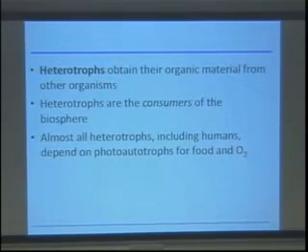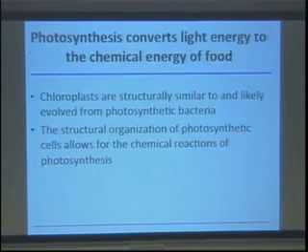Heterotrophs are organisms, of course, that obtain their organic material from other organisms, like us, right? They're the consumers of the biosphere. They have to consume organic molecules. They can't make all of their own materials. They have to acquire them from their environment. These are organisms that depend on photoautotrophs for food and oxygen. So it's part of the ecosystem. Fundamentally, photosynthesis is the process that converts light energy to the chemical energy of food. Chloroplasts are structurally similar to and likely evolved from photosynthetic bacteria.